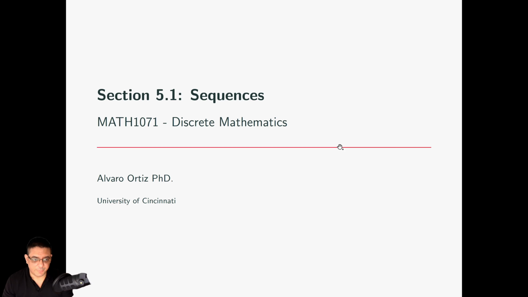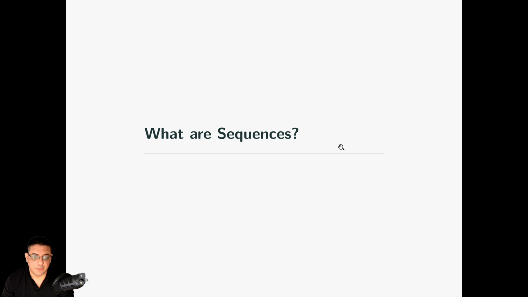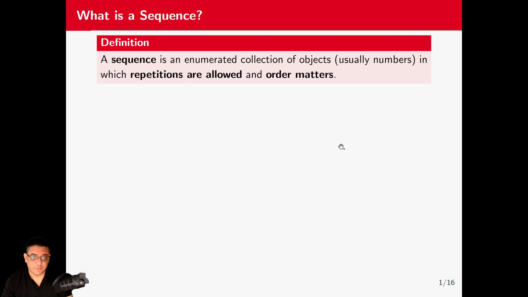Hello everyone. In this video, we're going to go over section 5.1 on sequences. So what are sequences? A sequence is just a collection of objects, usually numbers, in which repetitions are allowed and the order matters.